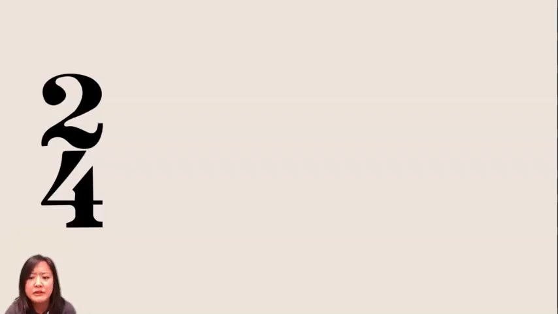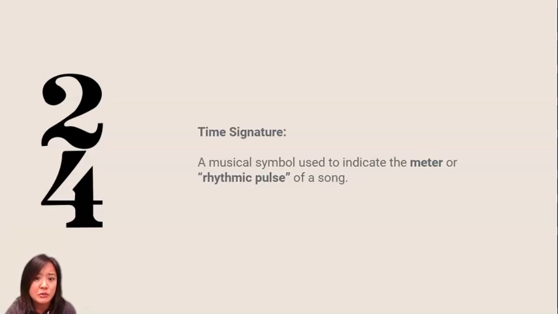Do you remember at the very beginning, I defined what a time signature was? I wrote that it was a musical symbol used to indicate the meter or the rhythmic pulse of a song. Do you see the words meter and rhythmic pulse that are typed in bold? What does meter mean? In order for us to understand meter, you also have to understand that in most music, you can feel the strong beat and the weak beat.